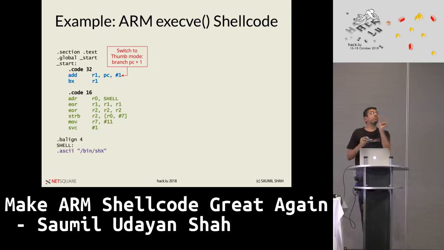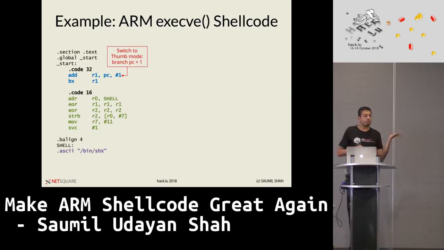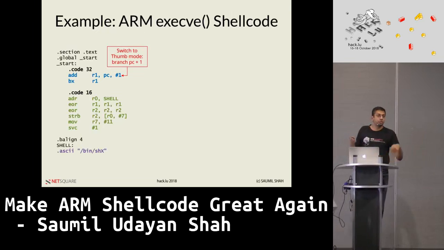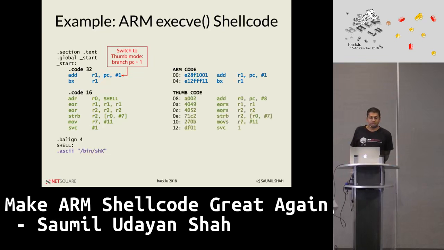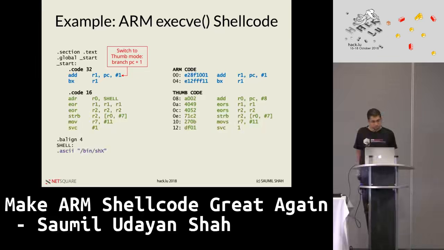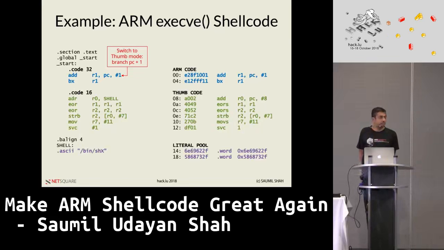But a Thumb instruction is 2 bytes, and it makes the shellcode not only more compact, but gets rid of a lot of bad characters. So shellcoders prefer this technique. They will switch to Thumb mode, and then the rest of the shellcode in green goes on in Thumb. So if you disassemble it, it looks somewhat like this. You have the 4-byte blue code that switches to the 2-byte aligned green code, and then whatever literal pools you may have. This is typically how ARM shellcode works.